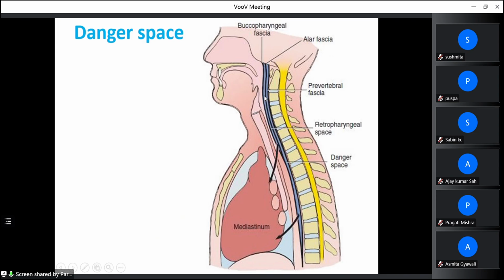Just posterior to the alar fascia, there is the prevertebral fascia. The space present between the alar fascia and prevertebral fascia is known as the danger space. From this danger space, the infection may spread to the mediastinum and lead to mediastinitis. Mediastinitis is a serious condition. The patient may collapse. So you have to remember that the retropharyngeal space is present between the buccopharyngeal fascia and alar fascia. Just behind that is the danger space, bounded by the alar fascia and prevertebral fascia. From the danger space, the infection may spread to the mediastinum and lead to infection of the mediastinum.